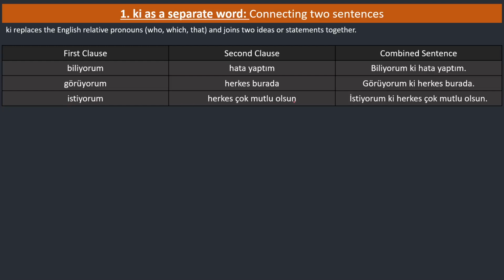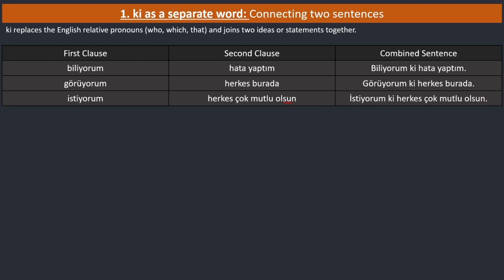Herkes çok mutlu olsun. You should pay attention to this here. It's called the optative mood. When you want someone to be happy, we use this ending. Herkes çok mutlu olsun. İstiyorum ki herkes çok mutlu olsun. I want that everyone shall be happy, or in a better translation, I want everyone to be happy. İstiyorum ki herkes çok mutlu olsun.